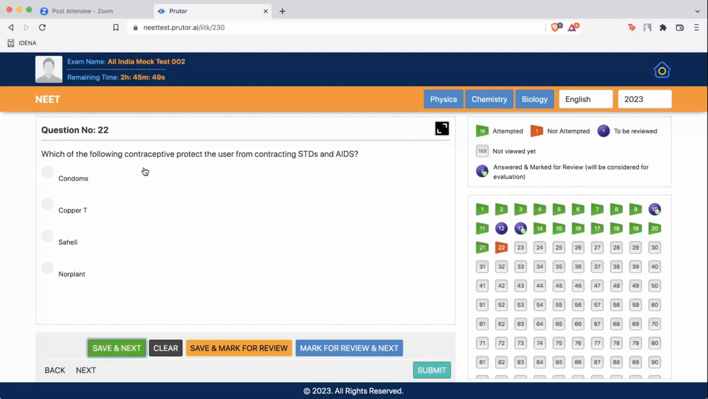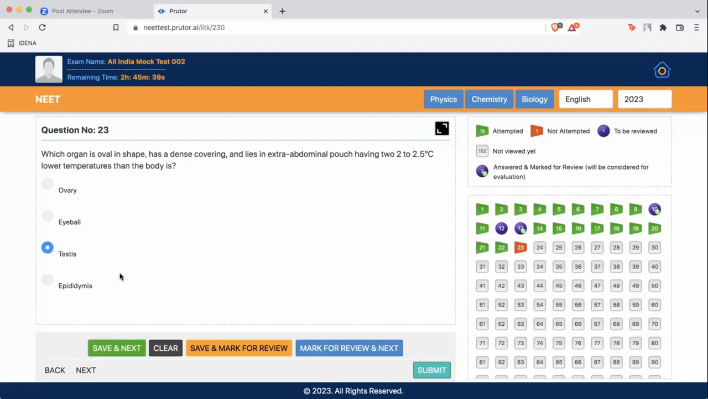Which of the following contraceptives protects the user from contracting STDs and AIDS? These are condoms. Which organ is oval in shape, has a nest covering, and lies in an extra pouch, having 2 to 2.5 degrees Celsius lower temperature? This is your testis, it lies in the scrotal sac.